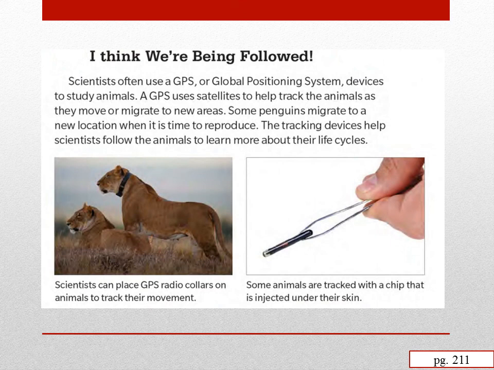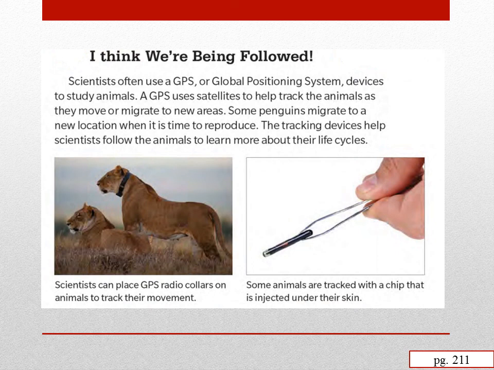Now please open your books on page 211. Scientists often use GPS, or global positioning system, devices to study animals. A GPS uses satellites to help track animals as they move or migrate to new areas. Some penguins migrate to a new location when it's time to reproduce. Why do you think animals move to reproduce?